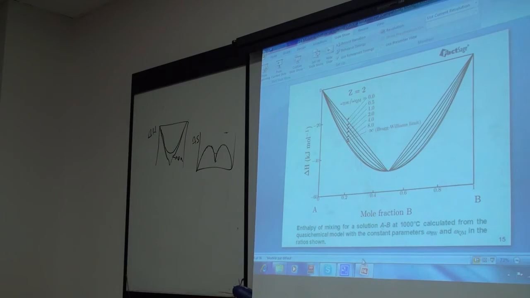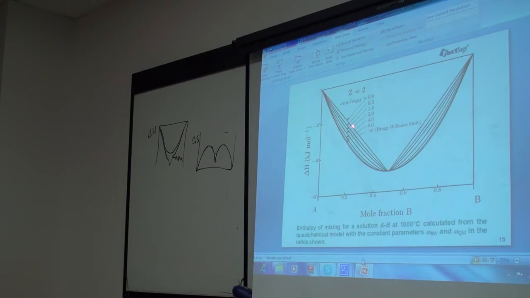So this was just a hypothetical thing we did. This was a solution AB at 1,000 degrees with constant parameters, omega Bragg-Williams, and the ratio shown. So this was omega Bragg-Williams over omega quasi-chemical equals 0. Then you get a very sharp peak. And then as you go to the Bragg-Williams limit, if the ratio is infinity, then you have only Bragg-Williams, and then you get a regular solution.